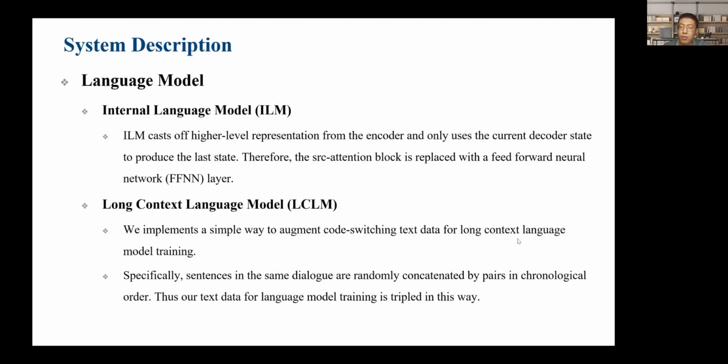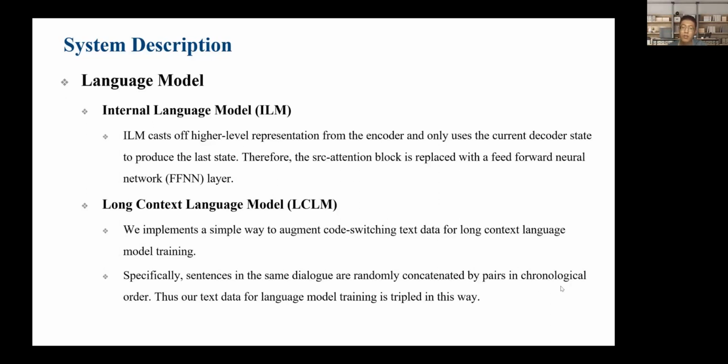As for language model, internal language model and long-context language model are explored besides the standard transformer language model. Internal language model casts off the higher level representation from the encoder and only uses the current decoder state to produce the last state. Therefore, the source attention block is replaced by a feedforward neural network layer. Once the training of the entire AED model is done, we freeze the other parameters and continue to train the feedforward block to minimize the perplexity on the training transcripts.